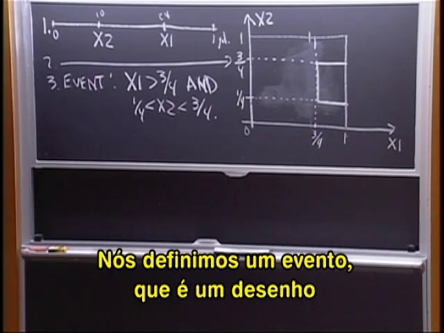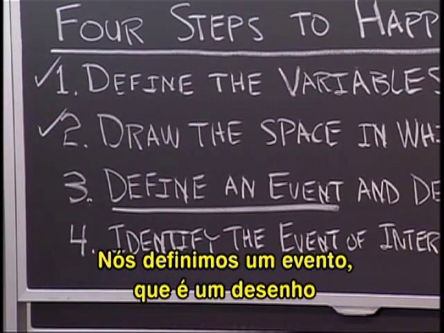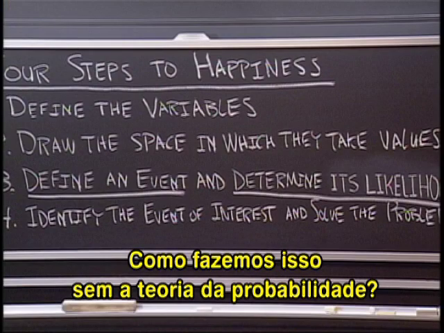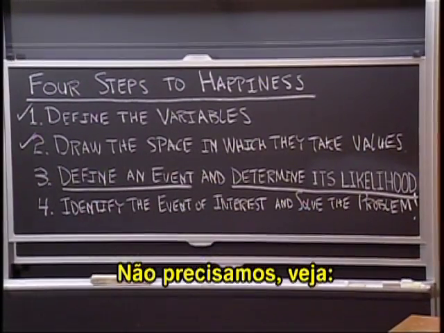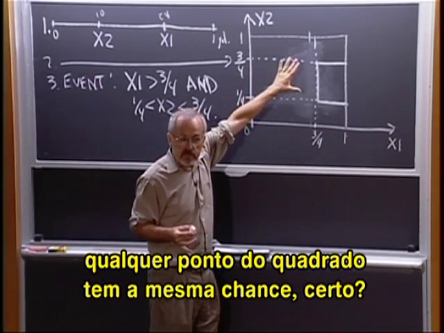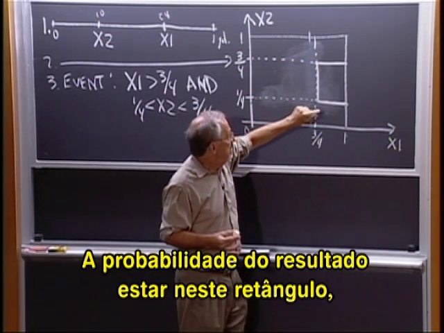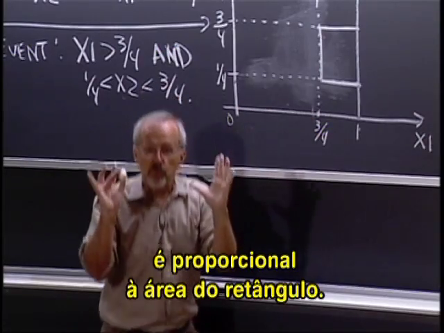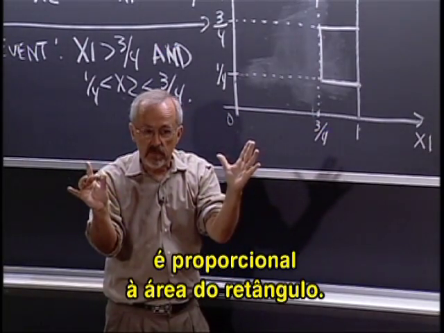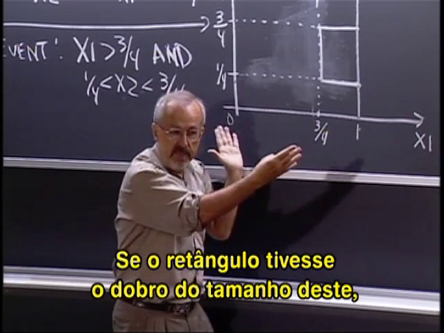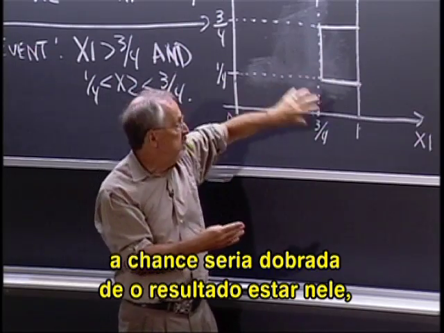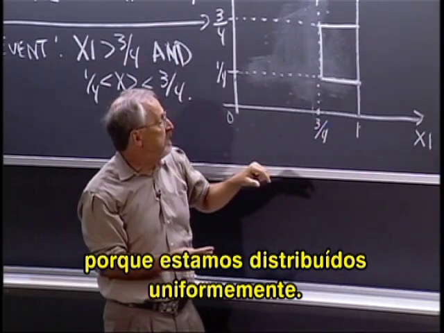So we've now defined an event, which is a drawing in this space. Now determine its likelihood. Well, how do we do that? We don't really know the theory of probability, but we don't need to, because look, any point in this square is equally likely. Okay? So then the likelihood that we end up in this rectangle versus someplace else is proportional to the area of the rectangle. If the rectangle were twice as big as it is now, maybe over to here, we'd be twice as likely to show up in that rectangle because we're kind of uniformly distributed over this whole thing.